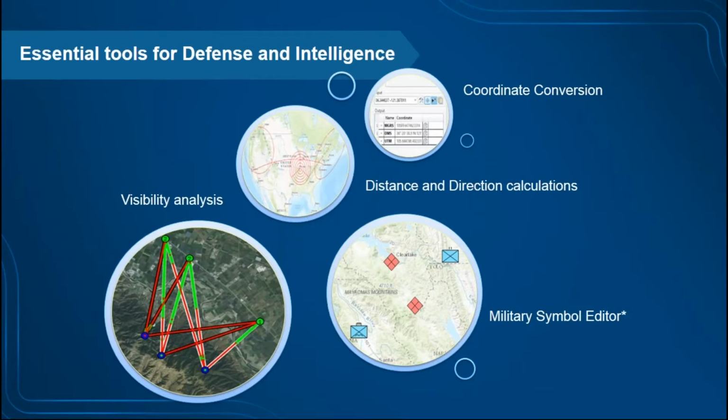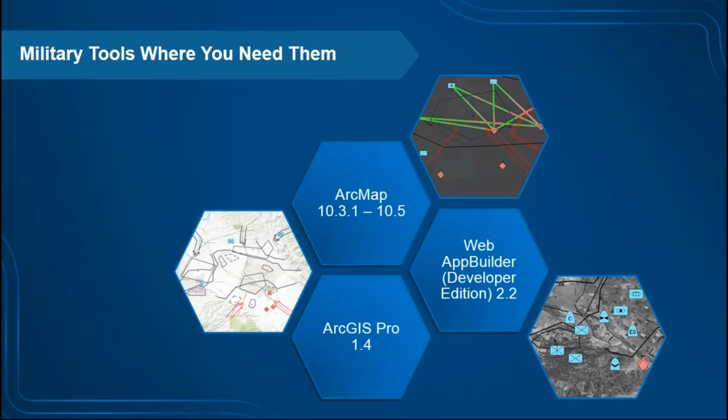Military tools consist of coordinate conversion, converting from one format to many others; distance and direction, creating geodetic lines, circles, ellipses, and range rings; visibility, performing radial and linear line-of-sight analysis; and the military symbol editor, creating symbols in a what you see is what you get kind of way. Military tools exist across ArcGIS, so you have the tools you need when and where you need them. There's an add-in that supports ArcMap 10.3.1 through 10.5, an add-in for ArcGIS Pro 1.4, and widgets for the developer edition of Web App Builder, version 2.2.